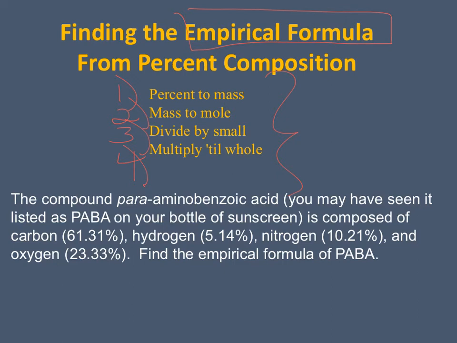So let's go through with one. Here's a substance called para-aminobenzoic acid, and we are given the percent composition of all of the elements in it and asked to find the empirical formula. So jot down these steps, okay? First, we're going to convert the percentages to masses. Then we're going to convert masses to moles. Then we're going to divide by the smallest mole value. And finally, if we don't get whole numbers, we're going to multiply until we do.